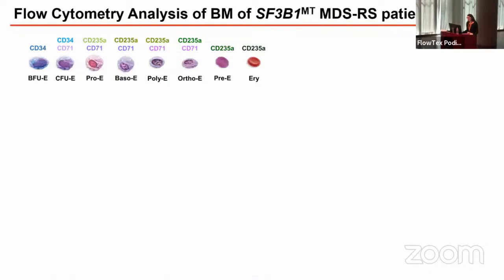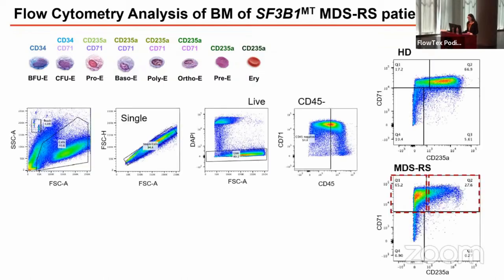The other panel that we used is a more classical panel that includes CD45, CD71, and CD235A. As you know, CD71 decreases towards the terminal erythroid differentiation, while CD235A increases during differentiation. In this case, we saw that the MDS patients have an increased frequency of more undifferentiated cells, which are CD71 positive, and a reduction of cells in the double-positive gate, CD71 and CD235A.